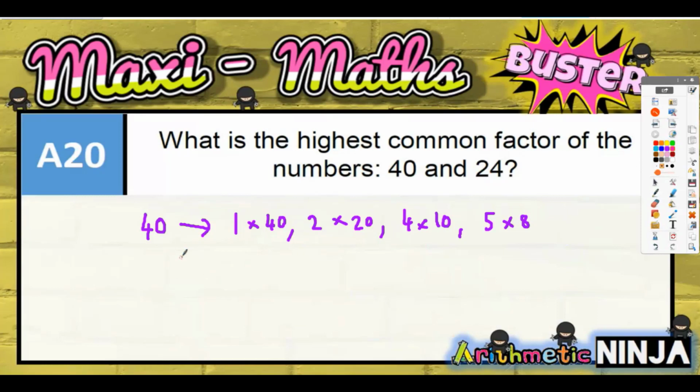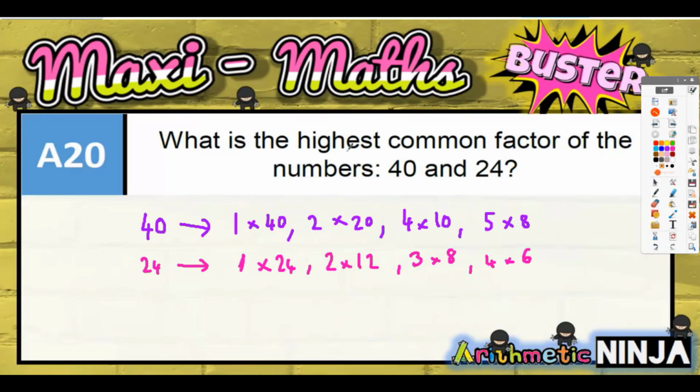Now let's do the same for factors of 24. 1 times 24. 2 times 12 is also 24. 3 times 8 is 24. 4 times 6 is 24. So that's all the factors of both numbers.